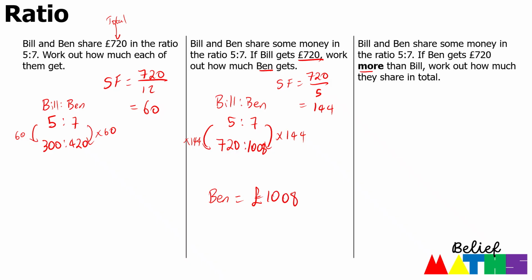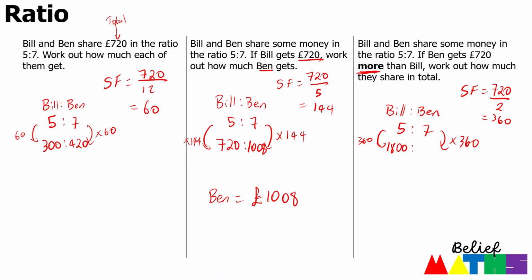Final question, you see this word more is bolded, and it often is bolded, but they could write the word more or the word less. But that just means when you see that, you're going to find the difference between the ratio. So again, we've got the same ratio. We're going to find our scale factor, which is 720 divided by, in this case, the difference between them because of this word more. So the difference is 2, so that means my scale factor is 360. So then I'm multiplying each of these by 360. So 360 times 5 is 1,800. And 7 times 360 is 2,520.